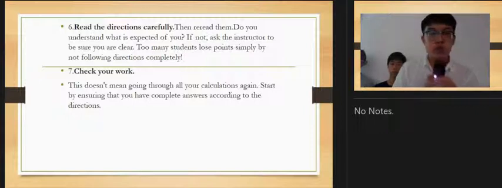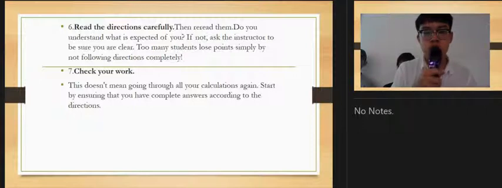And six, read the directions carefully. Then reread them. Do you understand what is expected of you? If not, ask the instructor to be sure you are clear.